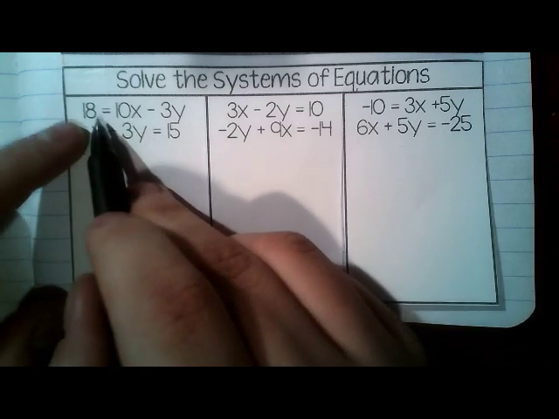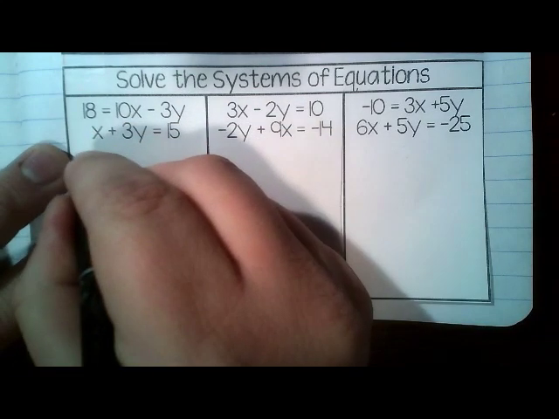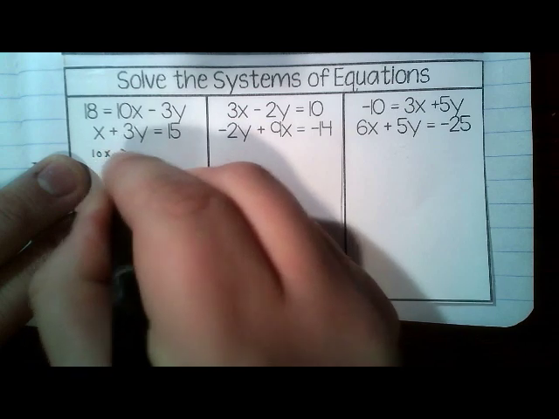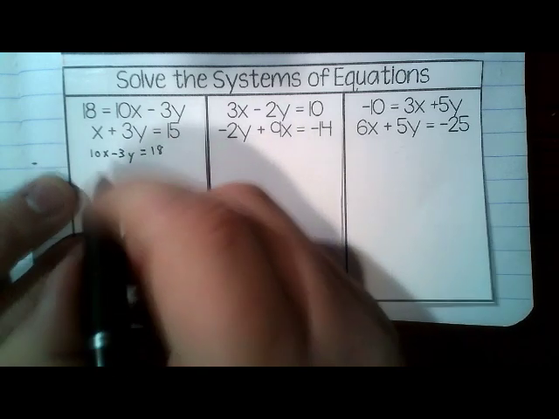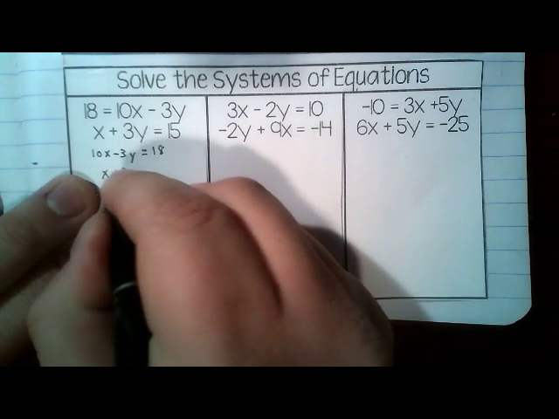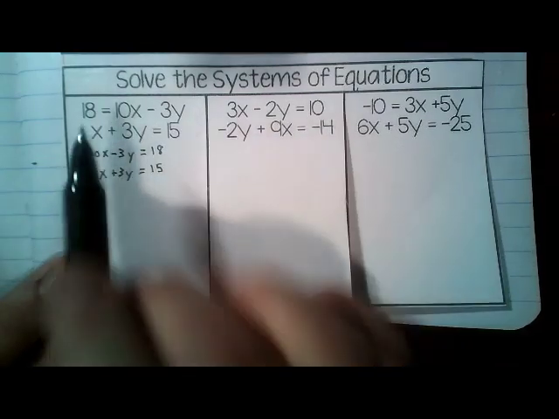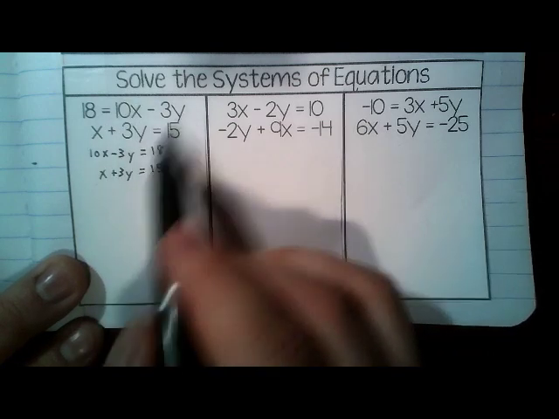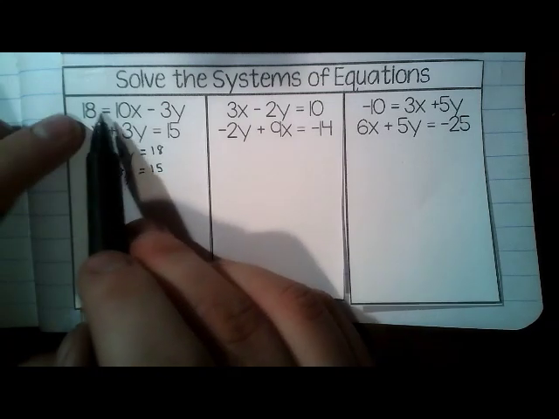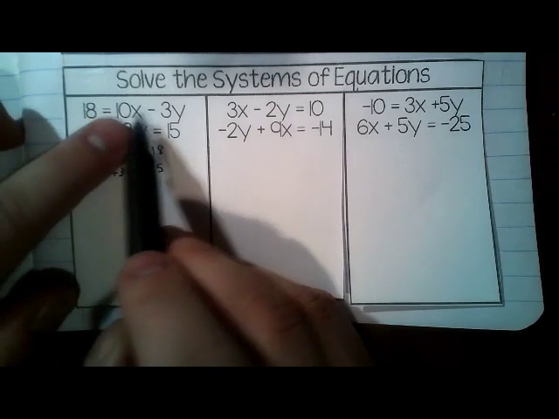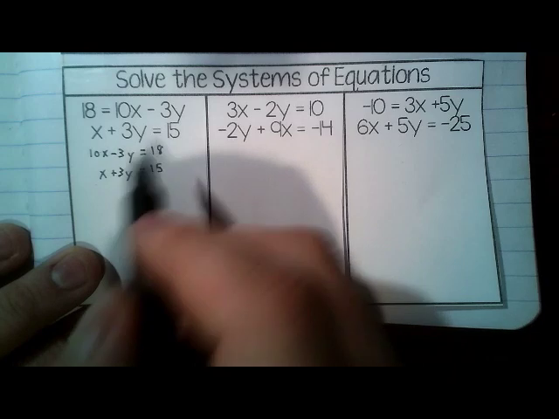What I can do is rearrange this so that it's not 18 equals 10x minus 3y. It's 10x minus 3y equals 18. It's almost like reading it backwards. x plus 3y equals 15. And it's important to note here that I can move the equal sign over. I wouldn't change this to a positive and this to a negative. All I'm doing is simply rewriting it. But instead of saying 18 equals this, it's this equals 18. And now everything's lined up.